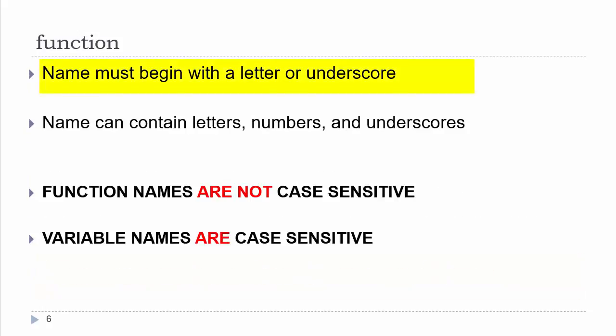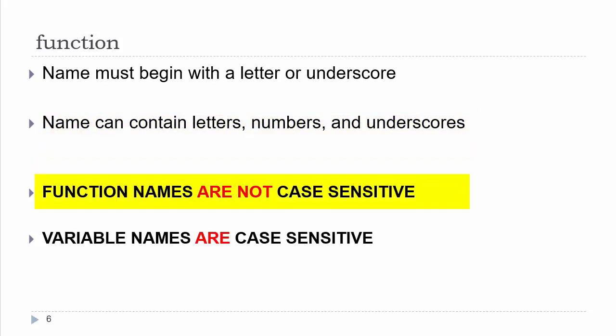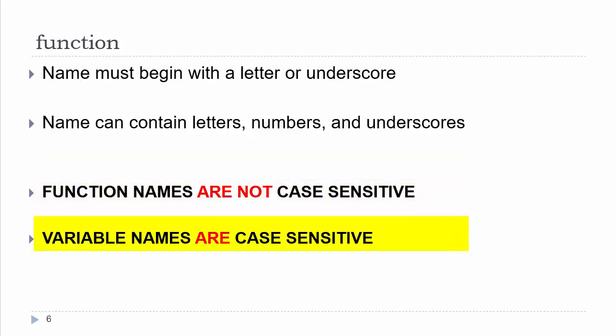There are some rules for creating function names. They must begin with a letter or underscore. They may contain letters, numbers, and underscores also. The names of functions are not case sensitive. The names of variables are case sensitive. So this is something that you need to be aware of in PHP. It may differ for other languages.